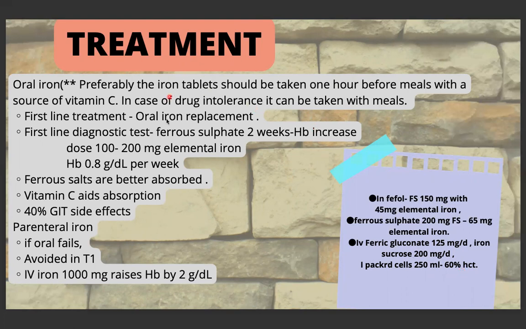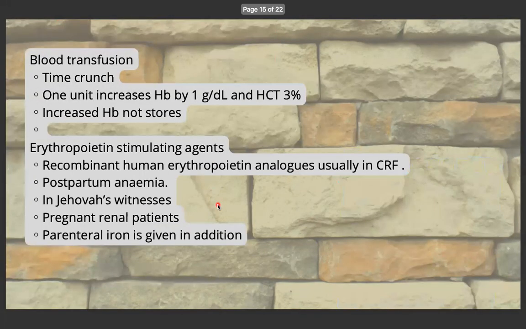So again, for mild to moderate, we can give iron tablet. If no response, we can give iron IV. But again, please avoid iron IV in first trimester. Regarding blood transfusion, they also found that 1 unit increased hemoglobin by 1 gram per deciliter, and we say blood transfusion is to be given for severe iron anemia.